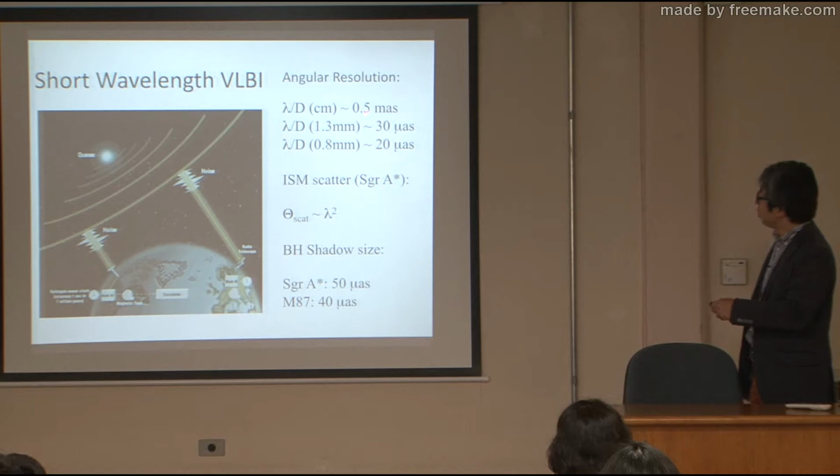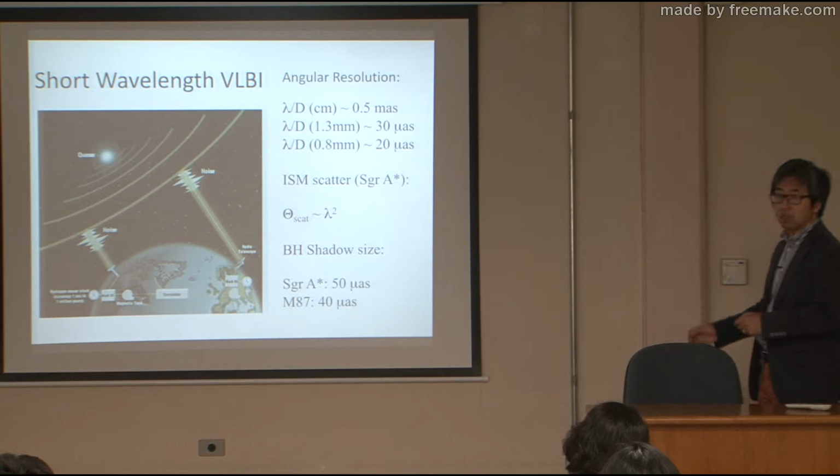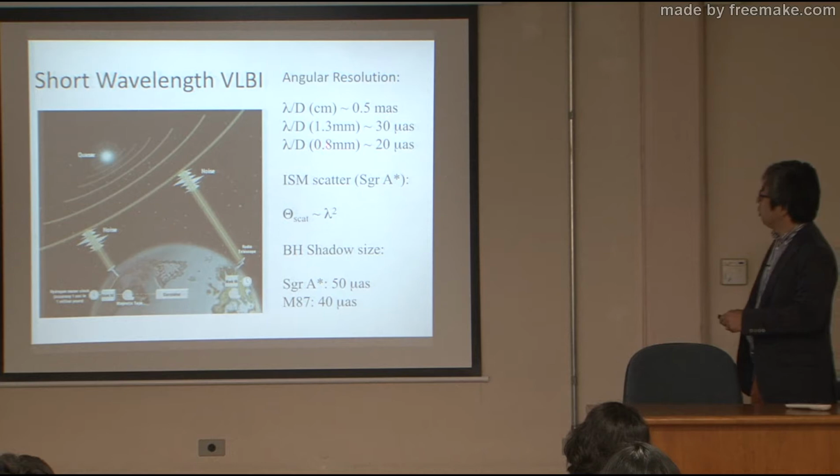This is around 30 microarcsecond. Roughly, I think 25 or 26 microarcsecond if we calculate it more precisely. And in the future we are getting to 340 gigahertz, which is the actual sub-millimeter wavelength, 0.8 millimeter, with an angular resolution of around 20 microarcsecond.